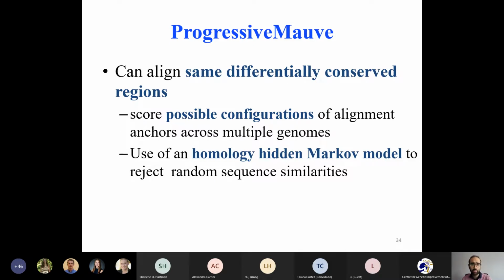It can align the differentially conserved regions, and it consists of calculating a score for possible configurations of alignment between multiple genomes, and they use a homology hidden Markov model to reject random sequence similarity, because not all the similarity that you have in your whole genome alignment is significant. Sometimes it can be only random sequence similarity. So we need to make some calculations, especially based on hidden Markov models, and do some statistics to decide whether this similarity is due to something or whether it just happens randomly and is here by chance.